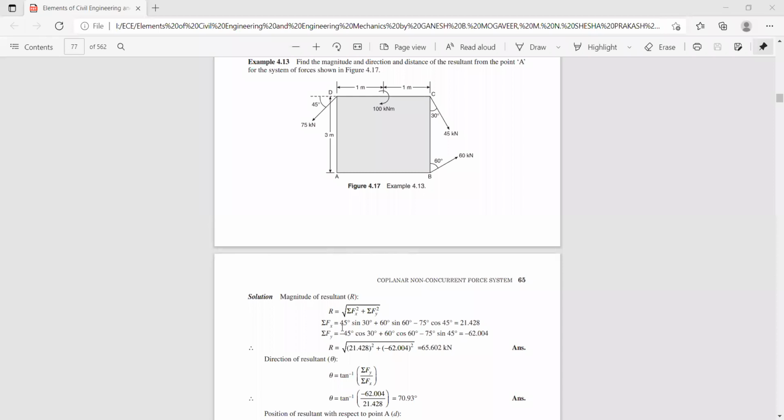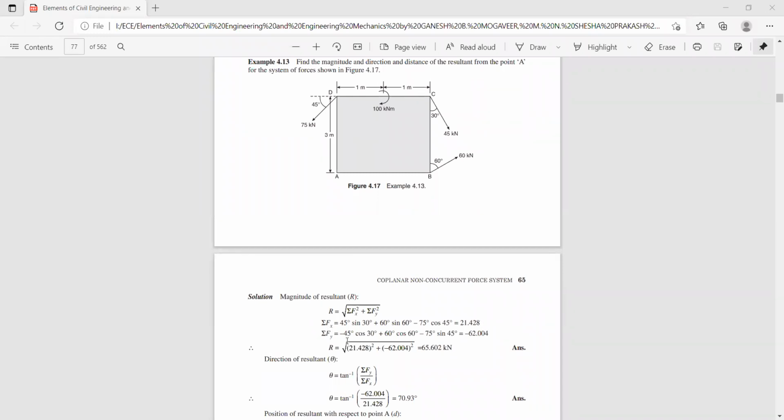Sigma F of x: 45 sin 30. So here you can see he has resolved with respect to y-axis, or it is 45 sin 30 or 45 cos 60 plus 60 sin 60 or 60 cos 30 minus 75 cos 45. So it works out to be 21.42. So here he has not mentioned the appropriate units. So always better to mention the appropriate units, kilonewton.